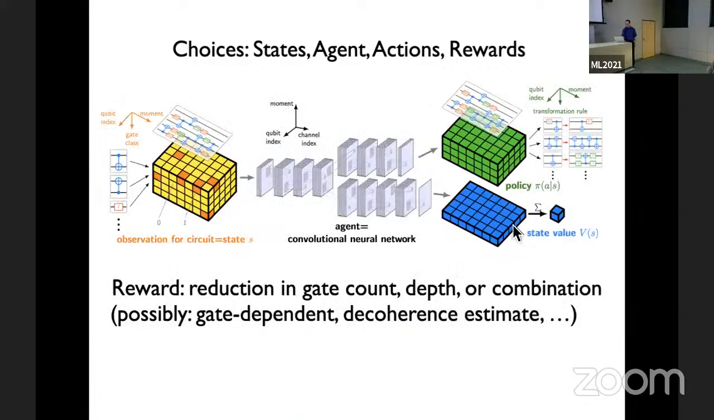Okay, and so taking all of this together, I still have to tell you what is the reward. Well, that would be the reduction in gate count, or the reduction in depth, that is the time needed overall, or maybe a combination of both. In the end, in any optimization problem, of course, you can only optimize one number. So that's what we can put in. And as I said before, in principle, we could also put in something like a decoherence estimate. We look at the gates and we say, oh, this gate has a certain decoherence rate. And then we calculate the overall decoherence rate, or an approximation to it, that we expect.